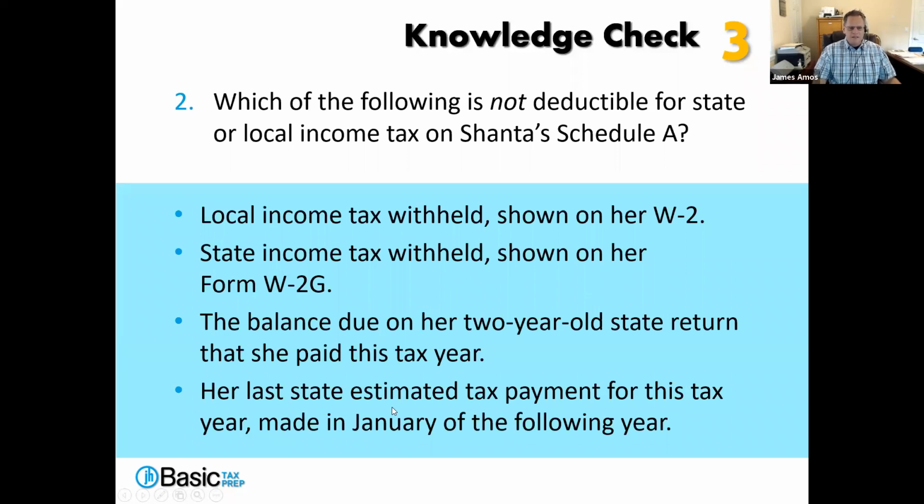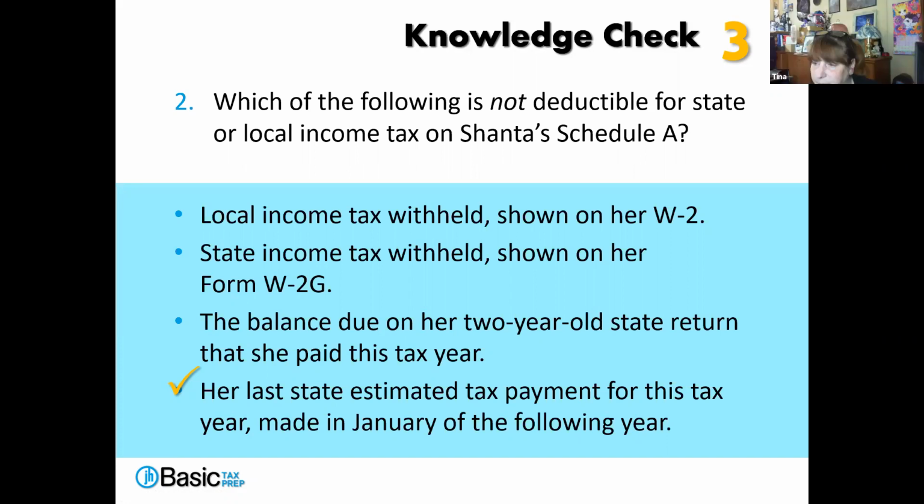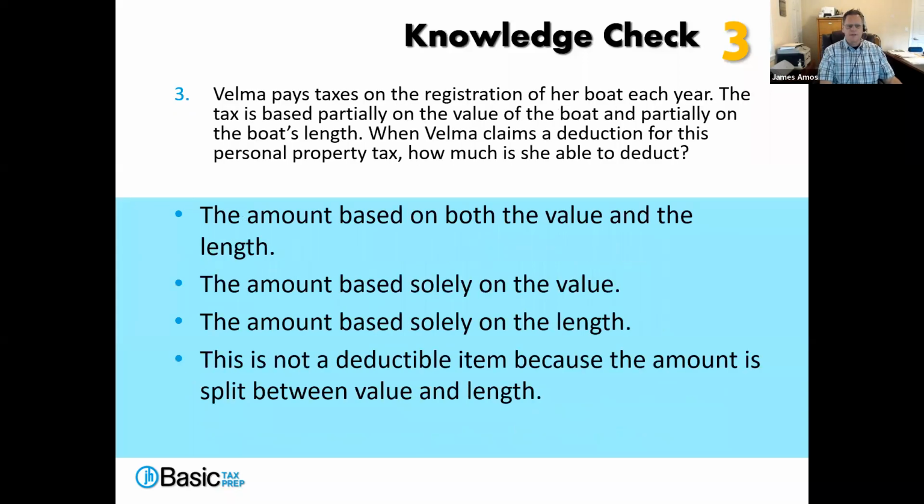And the fourth one, her last state estimated tax payment for this tax year made in January of the following year. No. You guys are right. This is almost a trick question, though. Why is that? Can somebody explain why she's not allowed to claim it? She hasn't paid it for this year. That's exactly right. She paid it in the following year. So will she get to take it next year when she does her return? Yes, absolutely. Perfect. Good job.